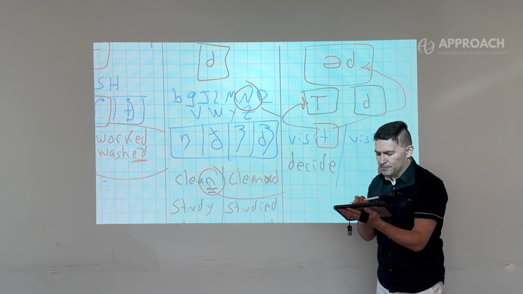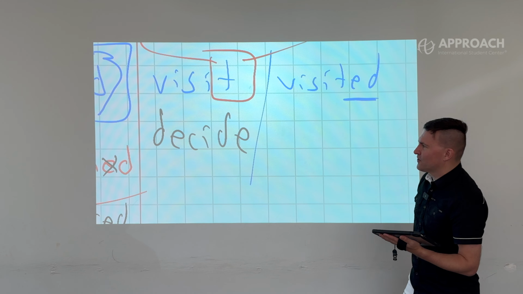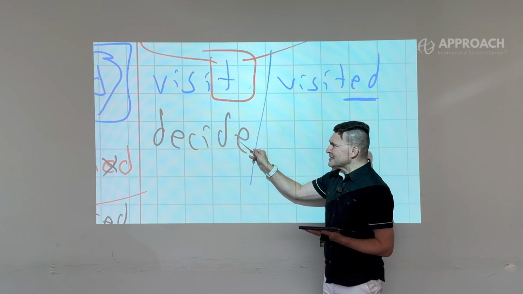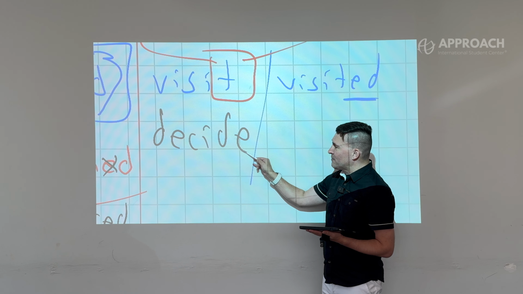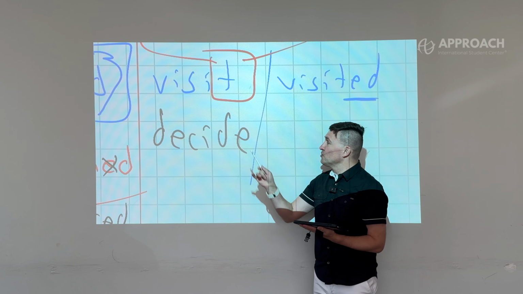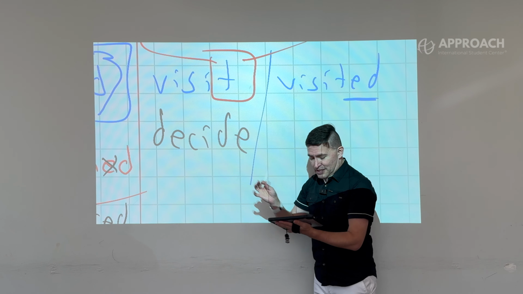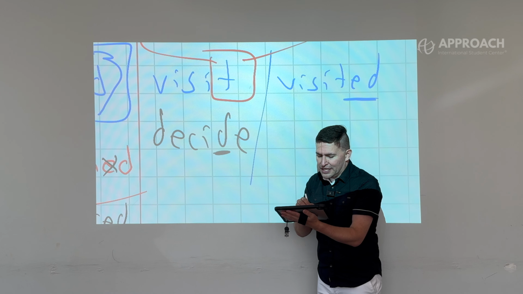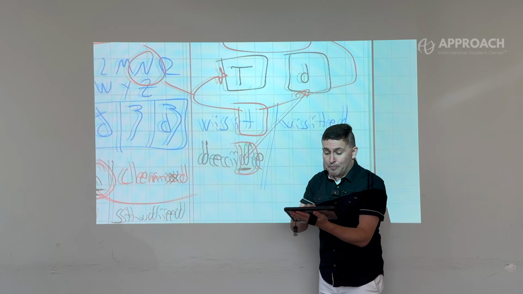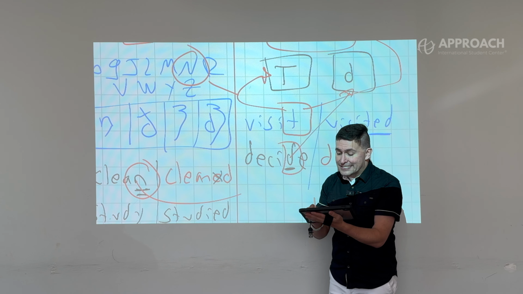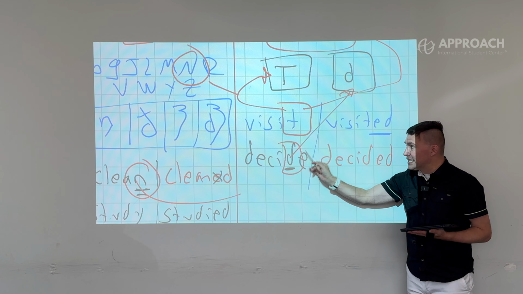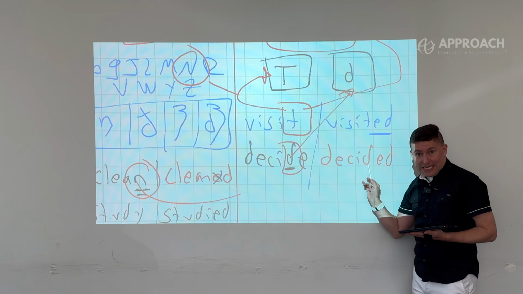Decide. Okay. Oh, we have a problem here. We have the word decide. Teacher, but this is not a letter E, T, D, whatever. Oh yeah, good question. Because this one is silent, people. You do not pronounce this one. So what is the important sound? The important sound is the letter D. Oh, and the letter D is here. So what is the past of this word? Decided. So remember, guys, visit, visited, decide, decided.